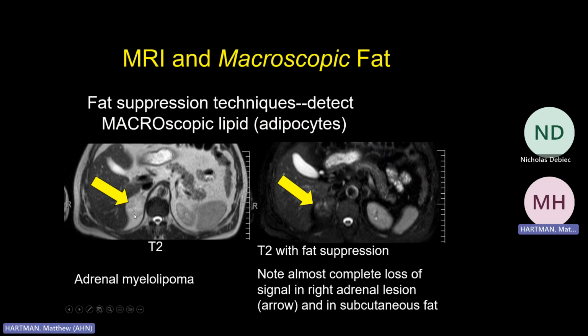On MRI, we can also diagnose the macroscopic fat. This is a T2 image. Note the CSF is T2 hyperintense. The fat is also bright, but here we give them an instant liposuction with the T2 fat sat. They lose the subcutaneous fat, but look, the fat here, this T2 hyperintense signal in the adrenal lesion also becomes more hypointense. We diagnosed macroscopic fat in this patient as well, adrenal myelolipoma.